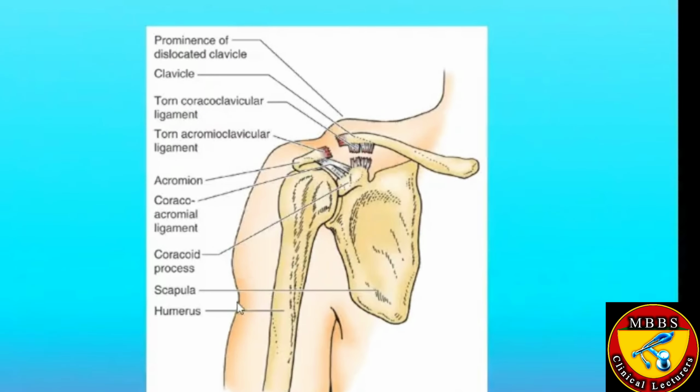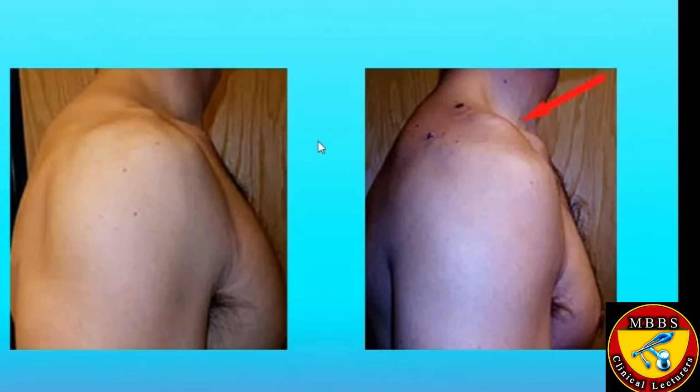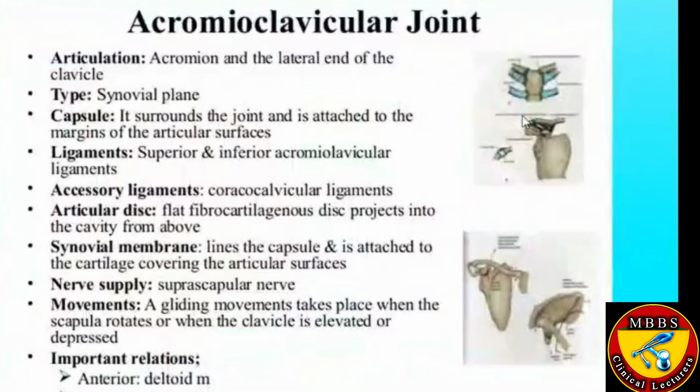Here you can see the dislocation and an injury in both the ligaments, leading to the dislocation of the joint in the third grade intensity, and definitely there may be swelling or pain which you can feel at the point.